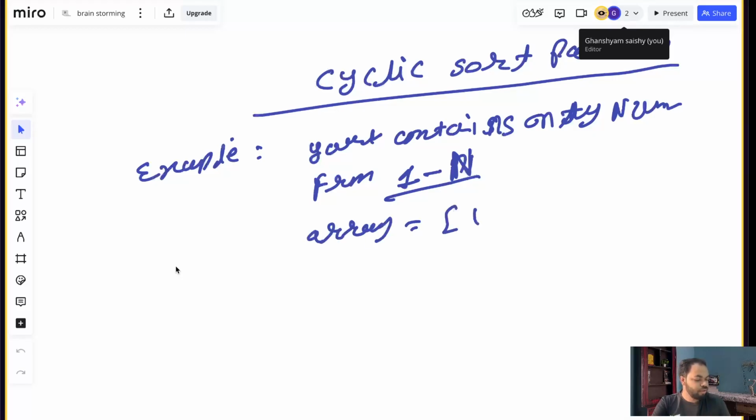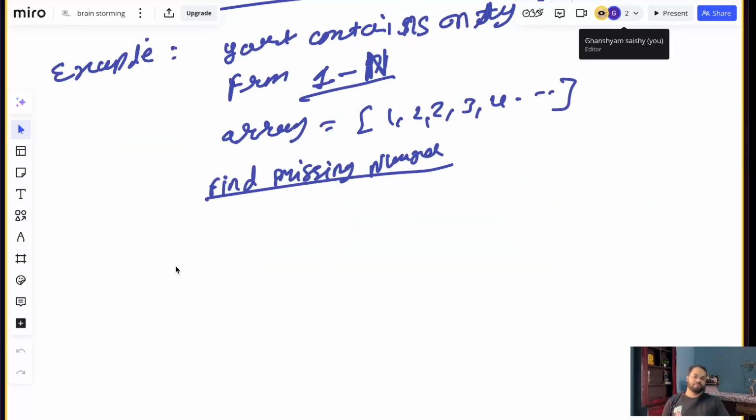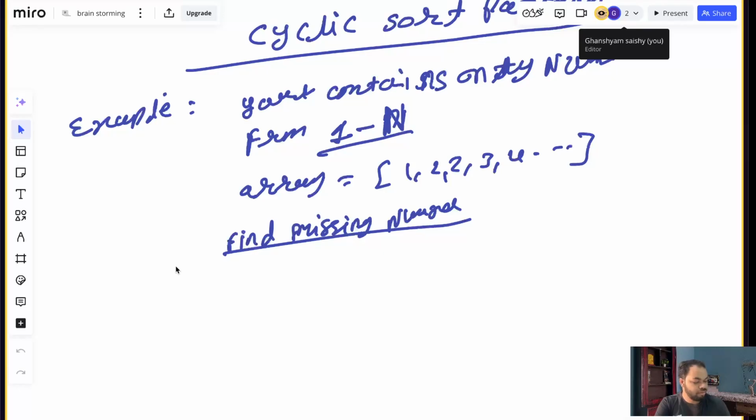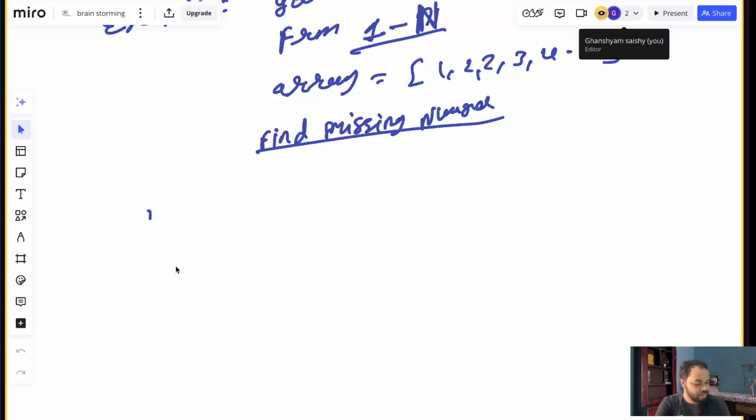Okay, 1 to n numbers it contains, and you are given an array already. Suppose the array is 1, 2, 2, and it can have duplicates, triplicates, whatever amount of numbers it can have. And now you have to find the missing number, whichever is missing inside this array. Let's look at the simplest solution, solution one.